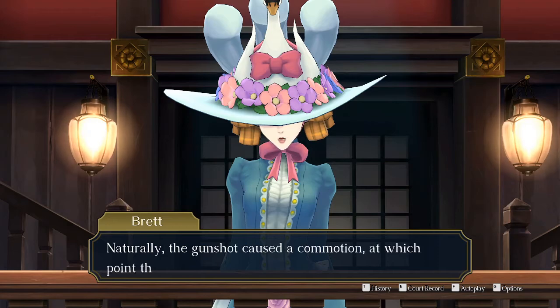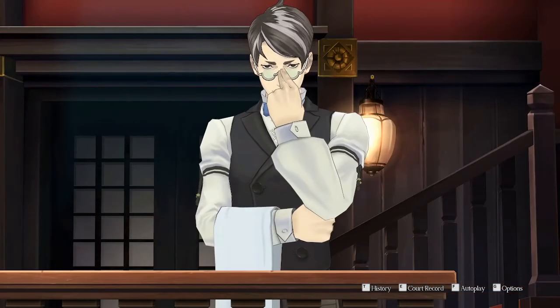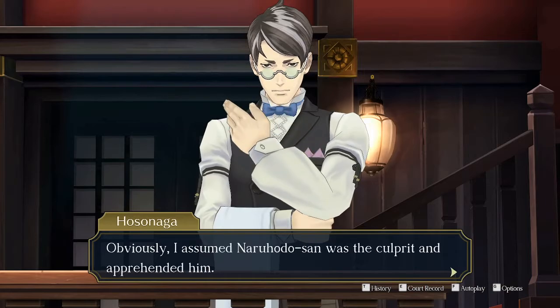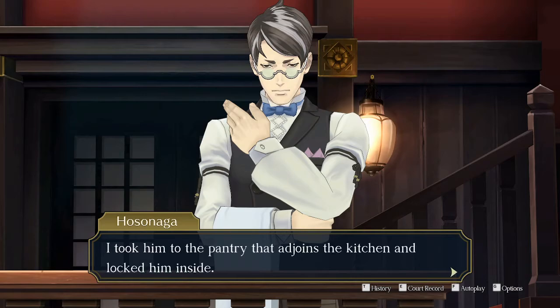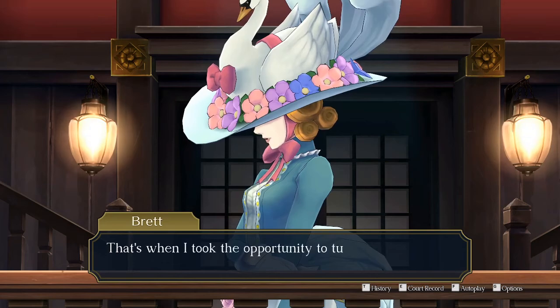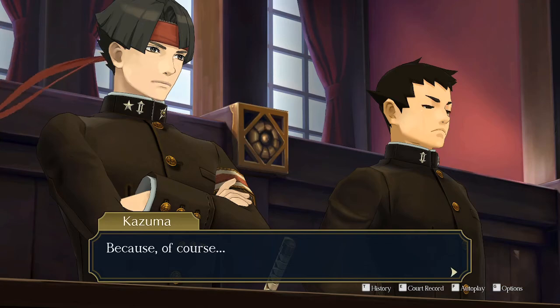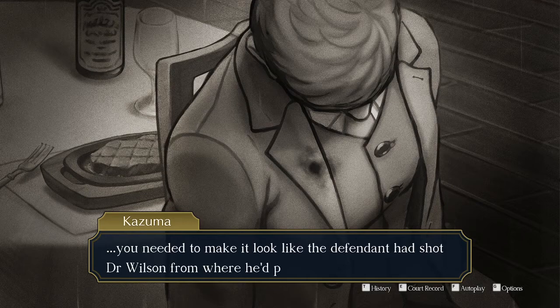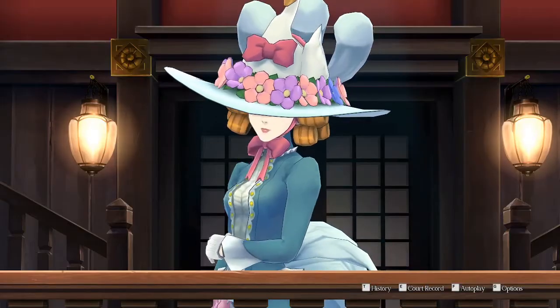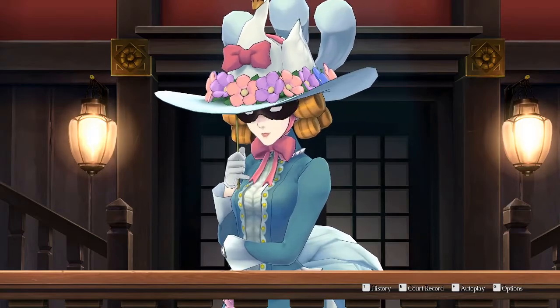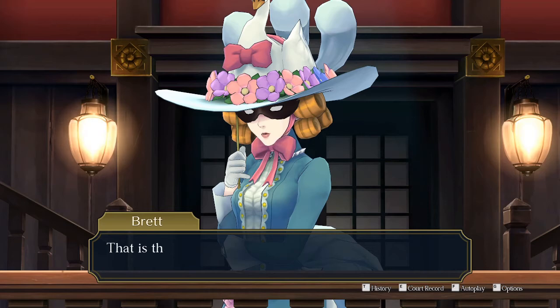Naturally, the gunshot caused a commotion, at which point a waiter appeared. Obviously, I assumed Naruhodo's son was the culprit and apprehended him. I took him to the pantry that adjoins the kitchen and locked him inside. That's when I took the opportunity to turn the professor and his chair around. Because, of course, you needed to make it look like the defendant had shot Dr. Wilson from where he'd picked up the gun. So there you have it. That is the entirety of my misdemeanor.